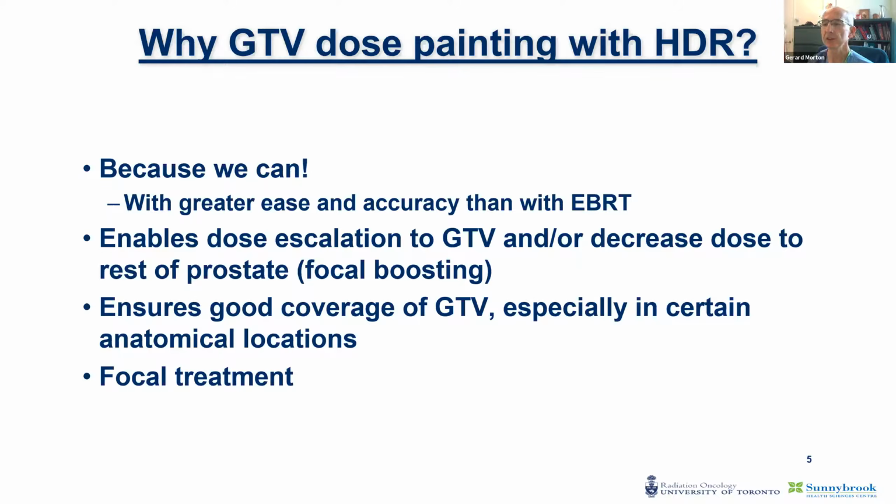I find it useful too, not necessarily for boosting, but just to make sure that we've actually got good coverage of the GTV, especially when the GTV is located in some more challenging situations. And I'll show some examples in a moment. And finally, and this is not something I'm going to dwell on this evening, is obviously if we're going to be moving towards focal HDR treatment.